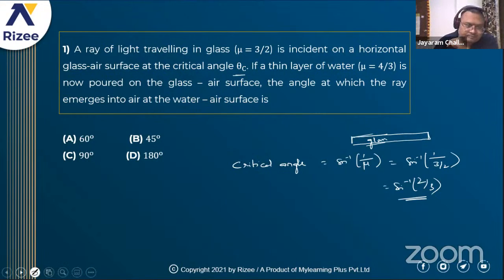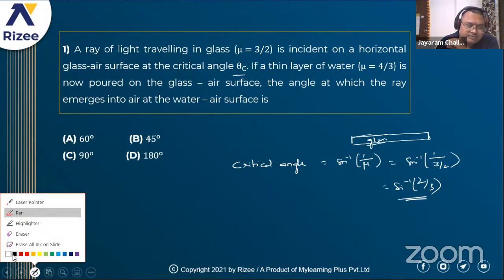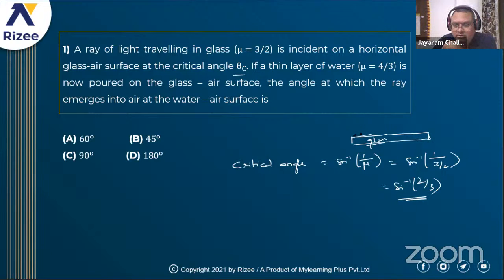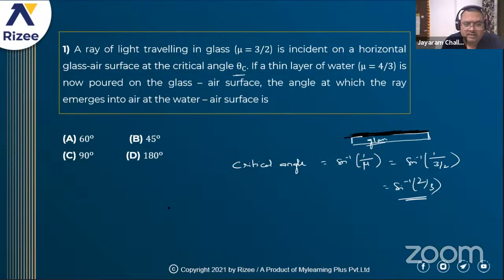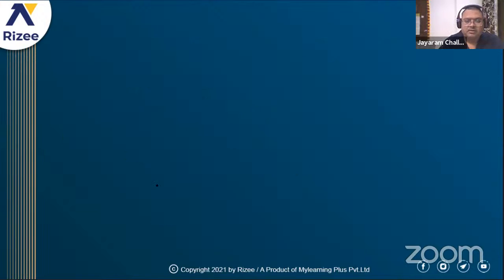Now on this, he is pouring some sort of layer, with a refractive index he has given as 4 by 3. Then he is asking what will be the critical angle for that particular situation. So for this case, let us apply Snell's law.